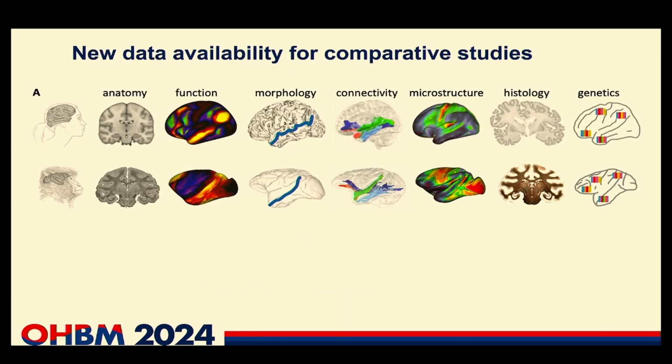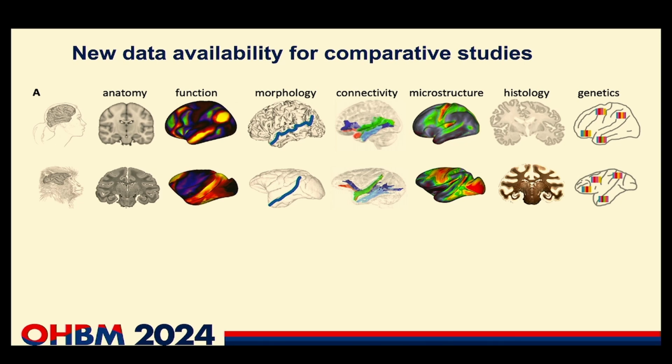And in order for us to be able to make such comparative studies, we need to have comparative datasets across our two species of interest. So here in the slide, on the top row, we see the human brain, and on the bottom row, we see the macaque brain. Now, the macaque brain, aside from the human, is one of the most studied primates in neuroscience, and we have a variety of different measurements that we can compare across the two species. For example, anatomical scans, function, morphology, that is comparing gyral and sulcal patterns on the cortical surface, connectivity, which I will focus on in this lecture, microstructure, histology, and genetics.